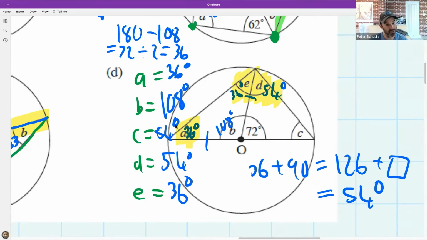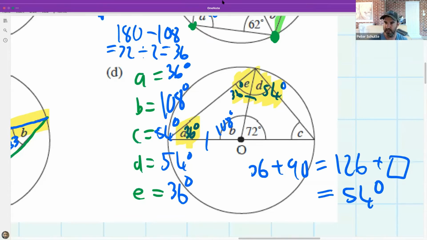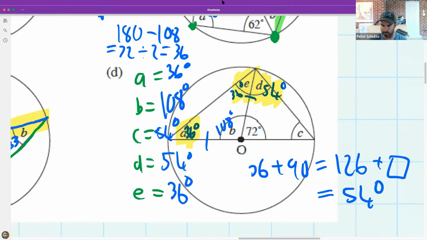Yeah. I mean, that was quite a tricky question, guys. Like, notice how you're using the radius, you're using the angle in a semicircle, you are using isosceles triangles, the sum of angles in a triangle. So it's pretty advanced stuff. So well done for you.